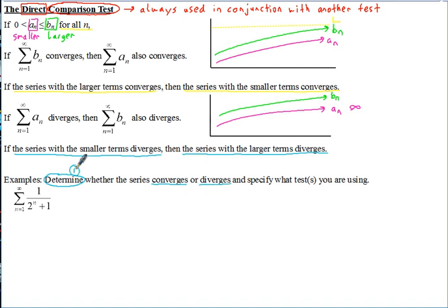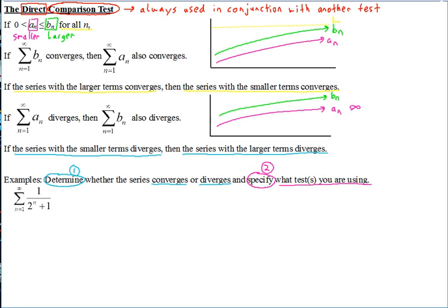The first thing we're asked to do, and then specify what test you're using, or tests. That's what the parentheses S means, one or more. And we are going to always have to use more than one test when we're using a comparison test. All right, so what do we compare this series to?